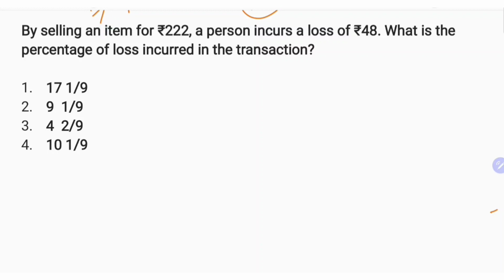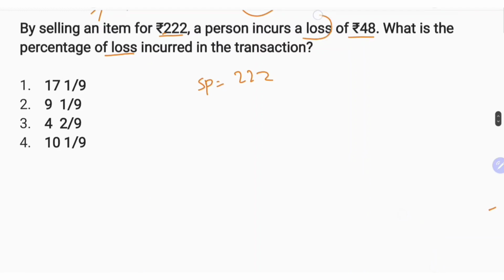It is a basic question, but this question also has a logic. Come on. By selling an article for 222 rupees, a person lost 48 rupees. What is the loss? Here the selling price is 222, then what about the cost price? There is a loss. Loss means the selling price value will be less and the cost price value will be more. That means the cost price is adding 48, that is 270.